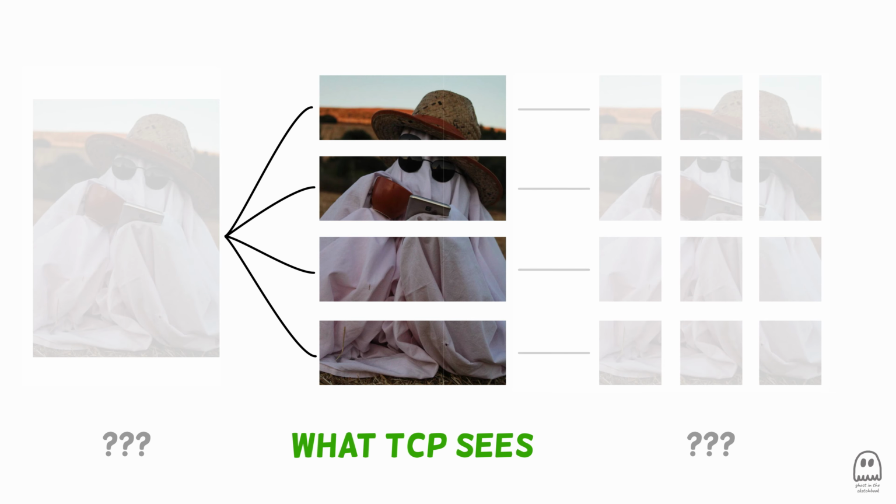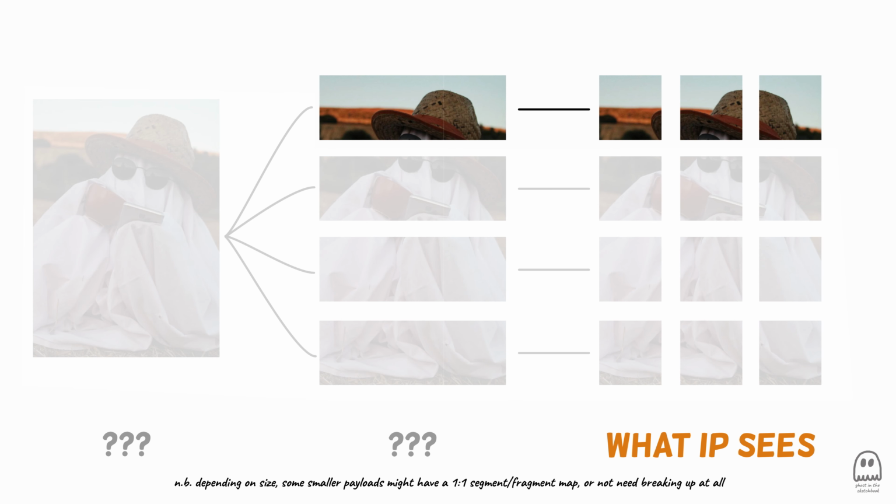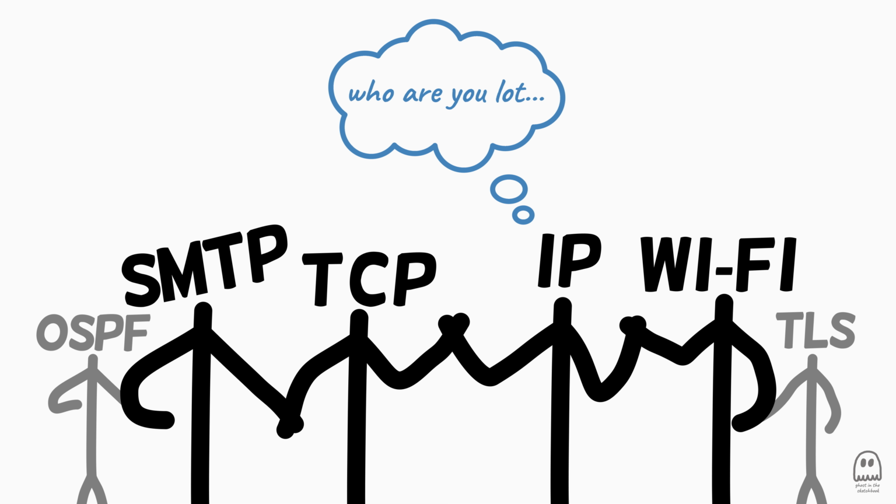TCP is not aware of what generated the original payload, and neither is it aware of how IP intends to send it, what address it's going to, and whether or not that segment needs to be fragmented. Equally, IP is not aware of whether TCP has segmented the payload, and if it has, which segment it happens to have been handed. On the other side, IP also has no idea how a packet will actually be transmitted. Network protocols are deliberately designed to be agnostic of each other.